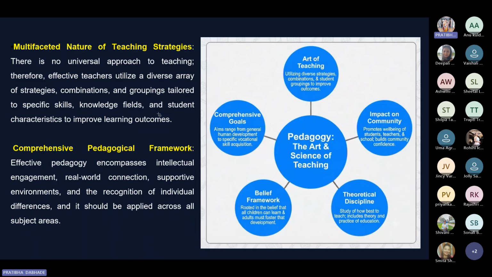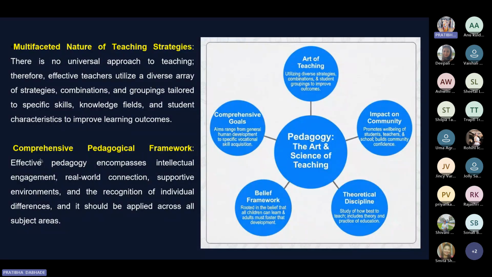What specific skills should be developed among the students? They should get the knowledge about the particular field, right? And the main thing is that whatever learning outcomes are there, they should be improved, they should be achieved, right? And the second thing is comprehensive. Comprehensive means nothing but the Sarva Samavesha.